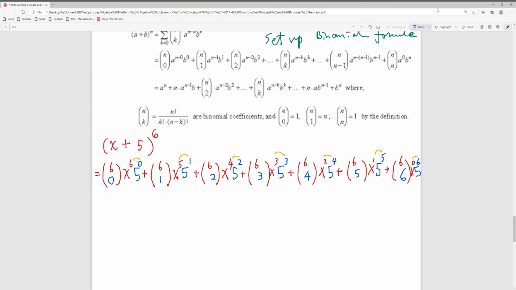And then you use a formula. You use a calculator, or you use a formula to calculate. And also you need to simplify. This number is 1. This number is 5. This is 25. You need to multiply with this number. Okay.